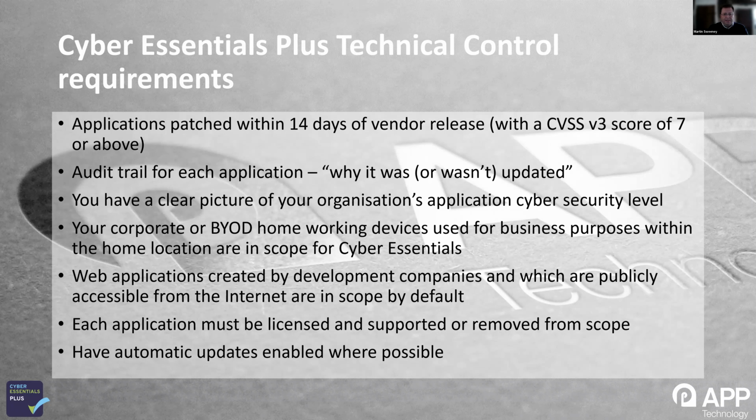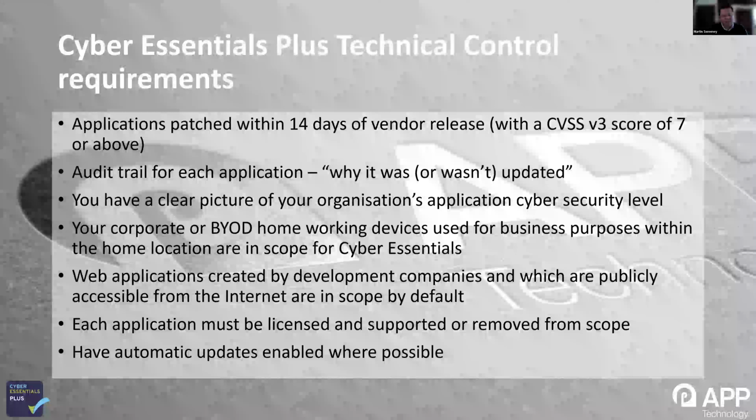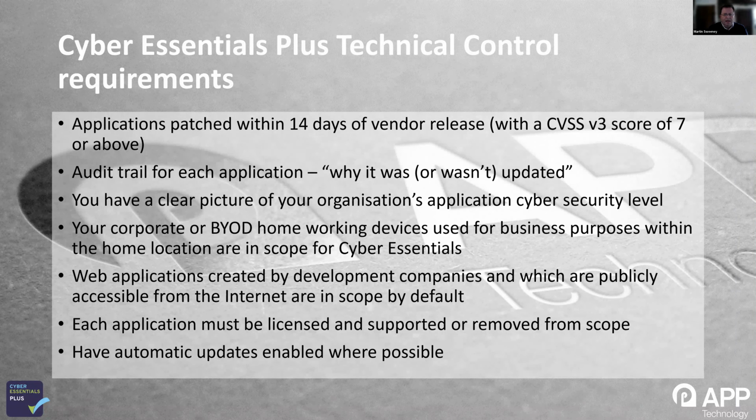The CVSS level 7 or above score is interesting when you're looking at patch volumes. Level 7 equates to high or critical vulnerabilities. The current National Vulnerabilities Database for CVSS shows 30% of all vulnerabilities fall into this range of 7 or above. However, 60% fall into the medium vulnerability range.